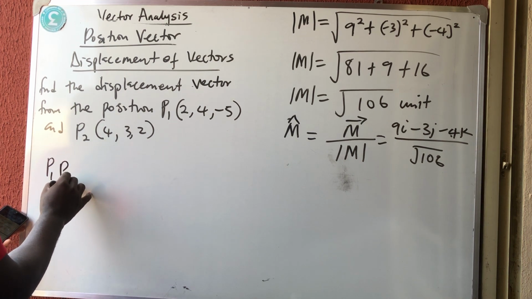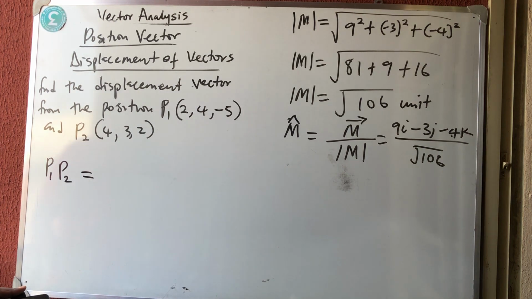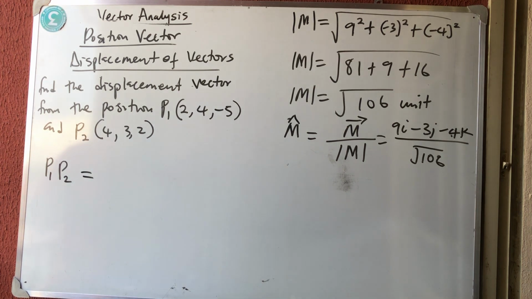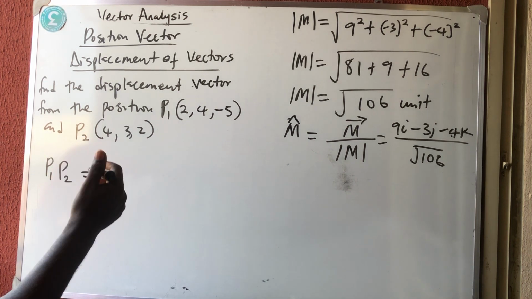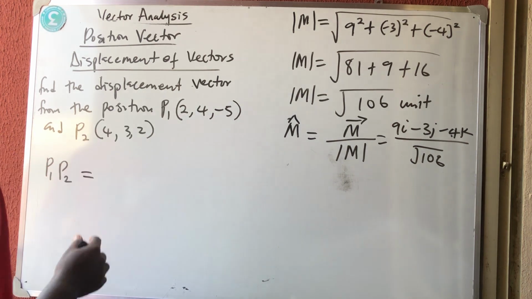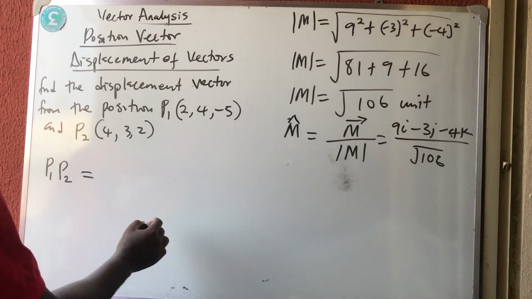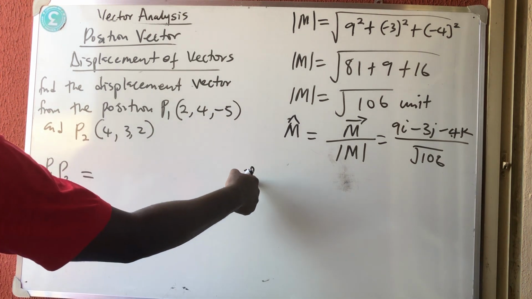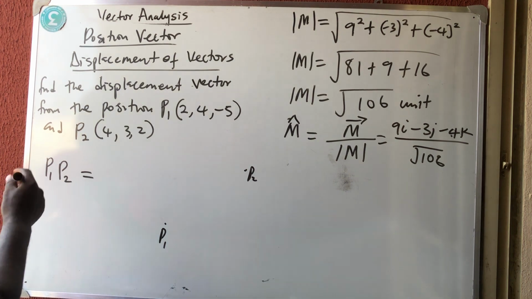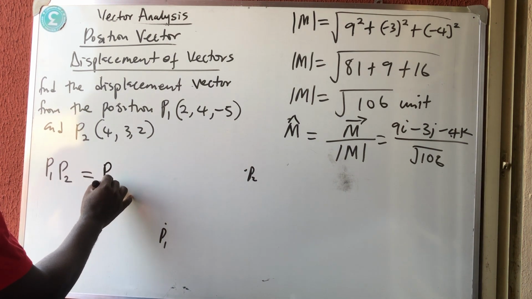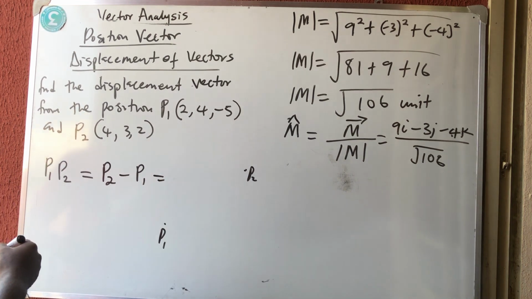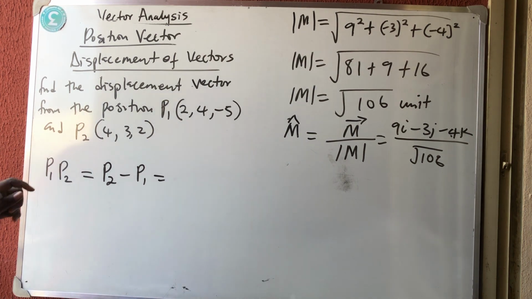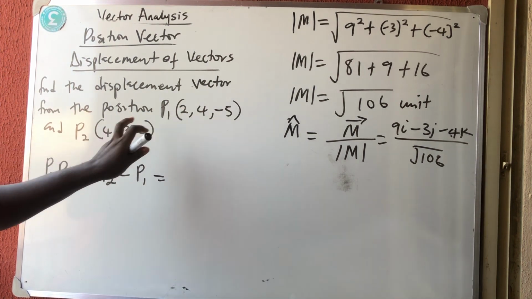P1, P2 is equal to, this is the distance between them, but we call it displacement because we are talking about vector. Okay, but if it's a scalar, we call it distance. But I'm just using the word distance for you to understand. It's just by subtracting the components from point P1 to point P2. So let me write it as vector P2 minus vector P1 so that you can remember. And you know that all these things are in their components, I, J, and K.